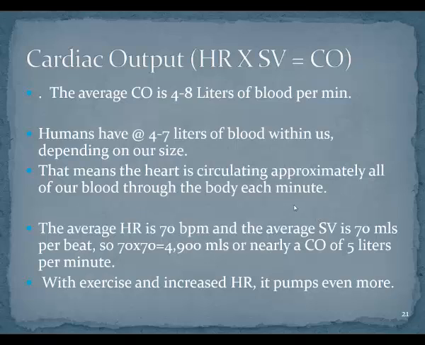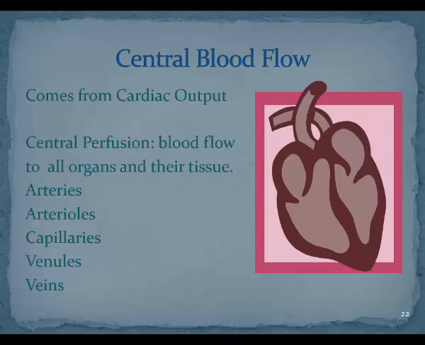Cardiac output equals stroke volume times heart rate, and the average heart rate is 70 beats per minute, and the average stroke volume is 70 mLs per beat, which when multiplied equals about 5 liters, or a cardiac output of 5 liters per minute. With exercise and increased heart rate, the heart pumps even more. The point in explaining that is to impress upon you the immense workload of the heart over a lifespan of 80 to 100 years. What they are calling our central blood flow is that which comes from our cardiac output.